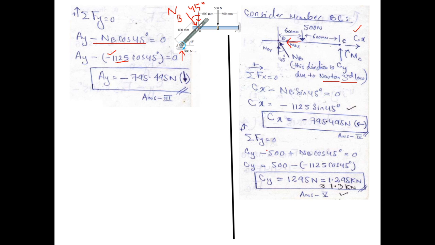Similarly, summation Fy equals 0 will give you Cy minus 500, and the y component of NB is acting upward like this on this member BC. So it is positive NB cos 45, but you know that NB originally was negative, so you have to use a negative sign here with its value, and you get Cy equals 1295 newton, which is approximately equal to 1.3 kilonewton. And by the way, this time Cy comes out to be positive, so this means that the direction of Cy that we assumed initially is correct.